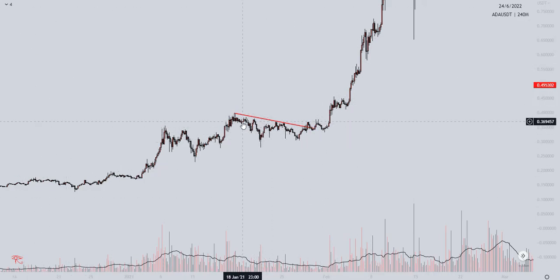So that's why you will usually see me waiting after a zone is tapped, right? For manipulation, for that liquidity raid, as well as the introduction of demand or supply to be able to take my trade.